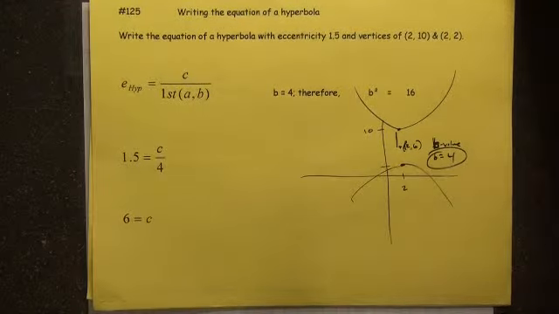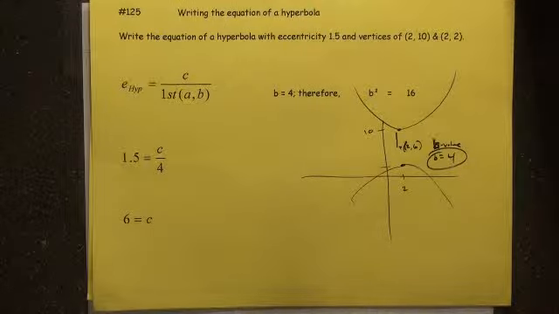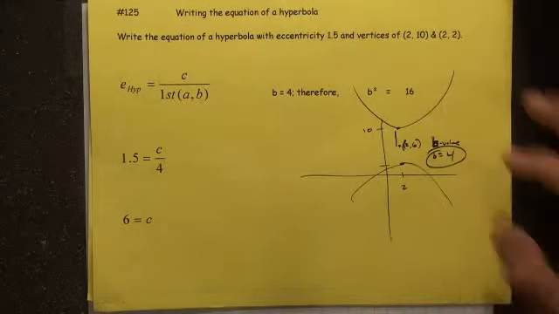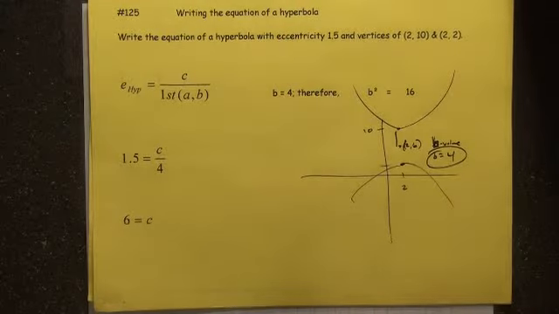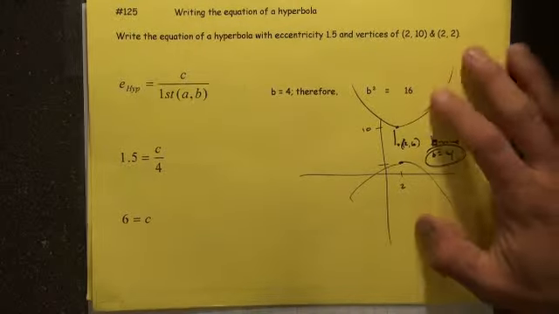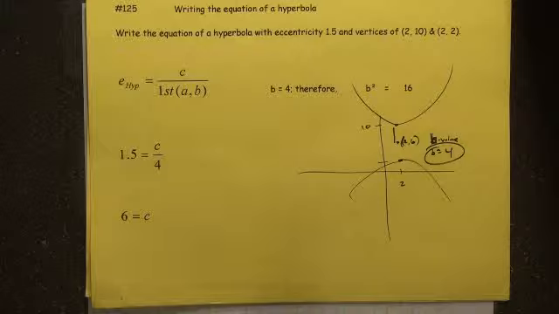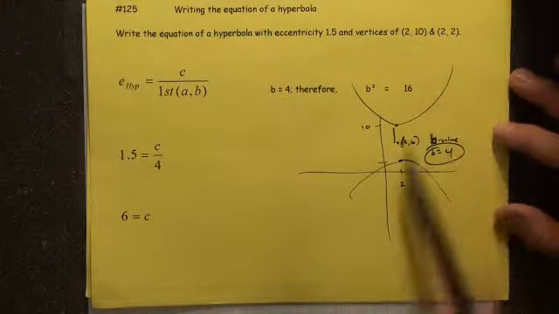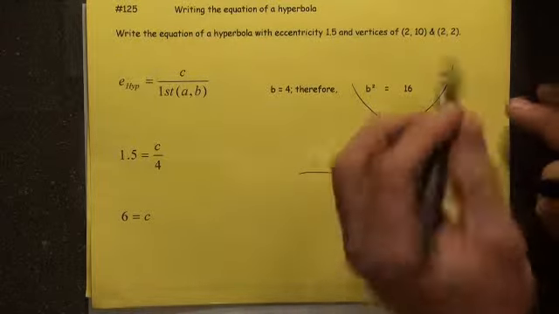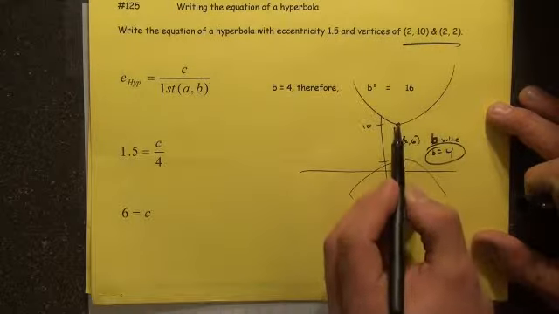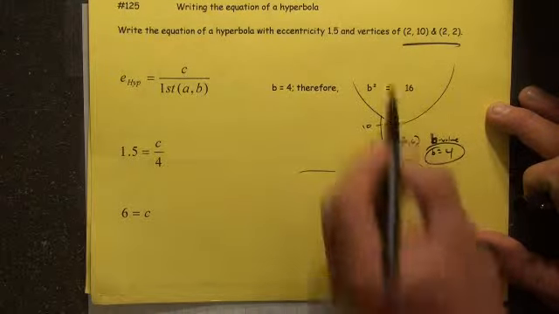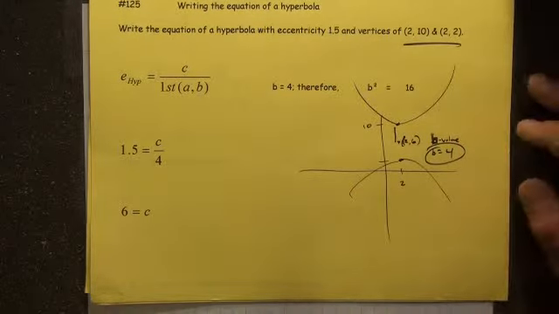Well, if you put up just a piece of the graph, we can definitely get moving in the right direction, because we'll know what the picture looks like. We know this is a vertical hyperbola because it says the vertices are here. If (2, 10) and (2, 2) are the vertices, this is definitely a vertical hyperbola.